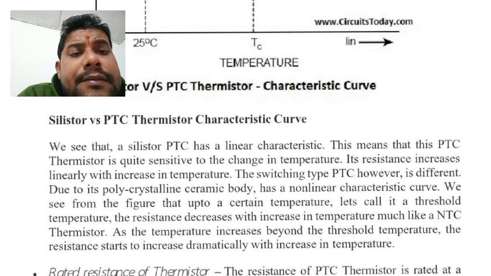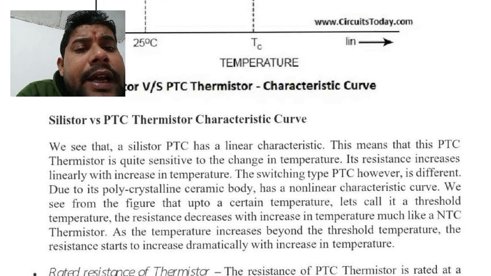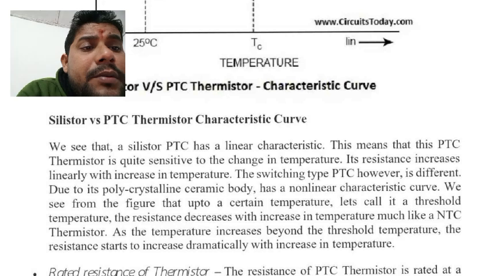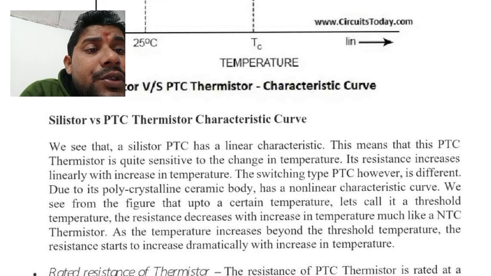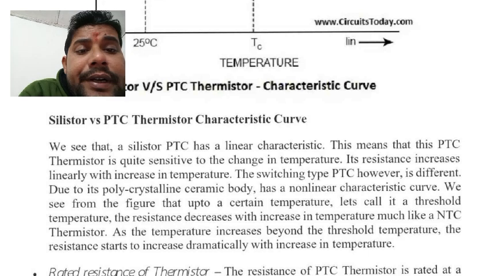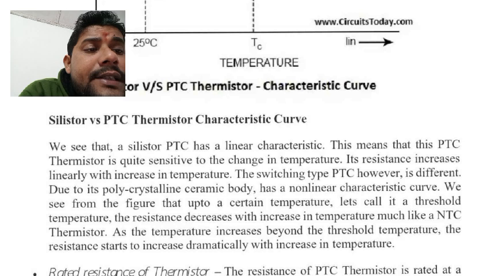We see that the Celestor PTC has a non-linear positive temperature characteristic. This means the PTC thermistor is quite sensitive to the change in temperature, and its resistance increases linearly with increase in temperature. The switching type PTC, however, is different due to its polycrystalline ceramic body. It has a non-linear characteristic curve.